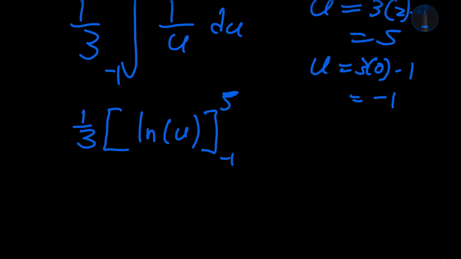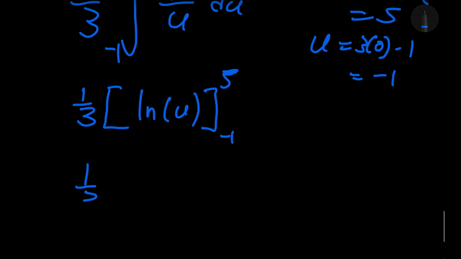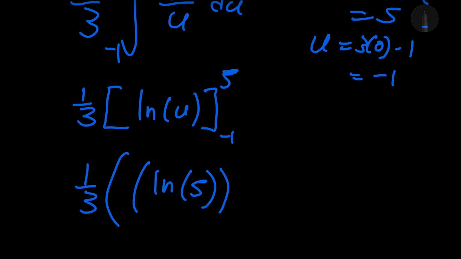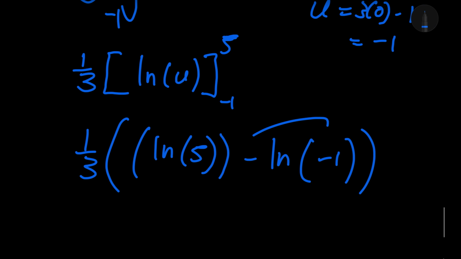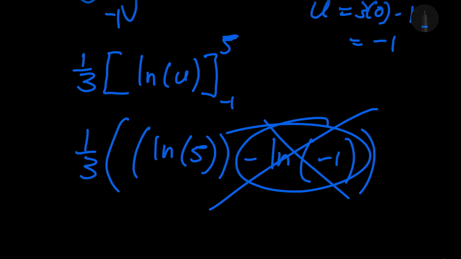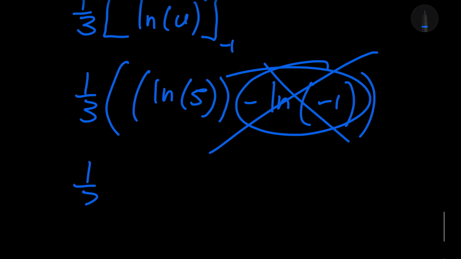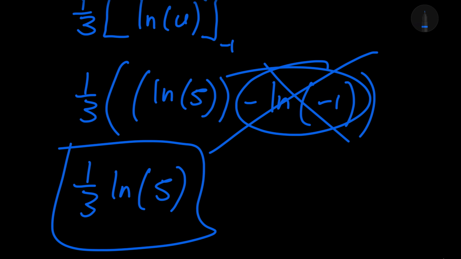Because I've changed my bounds, I don't need to worry about this u. I don't need to change it back into x, which means now all I have to say is 1 over 3, then big bracket, ln 5 minus ln negative 1, and we put the big bracket outside. Now, you can't take a natural log of any negative number, so that does not exist, which leaves us with the final answer, 1 over 3 ln 5. And that right there is our final answer.